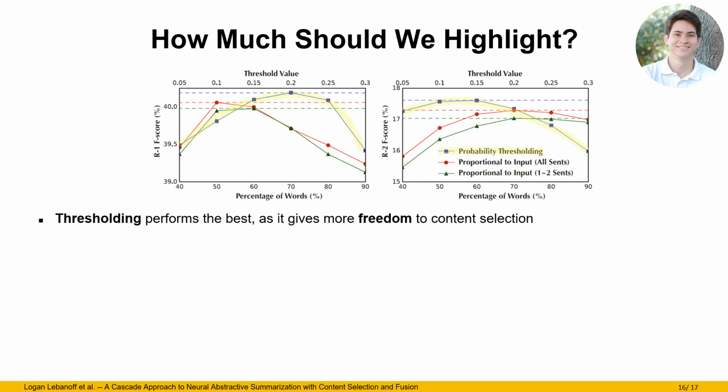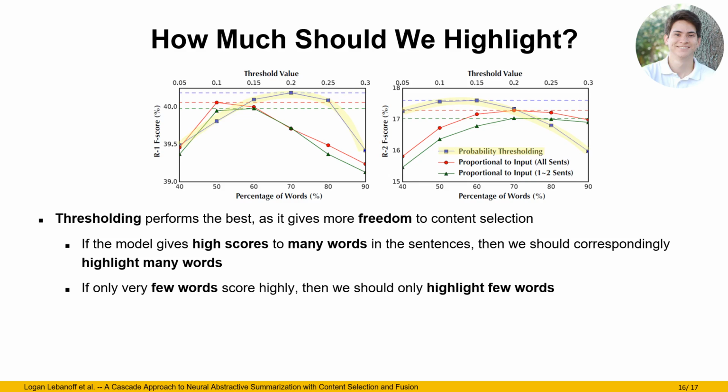What we find is that thresholding, as shown in the blue line, performs the best, as it gives the most freedom for content selection. An example of this is if the model gives high scores to many words in the sentences, then we should correspondingly highlight those many words. Conversely, if only few words score highly, then we should only highlight those few words. And thresholding gives us this flexibility.